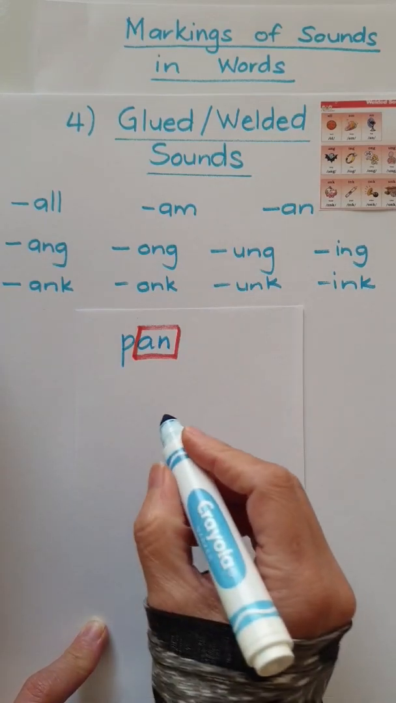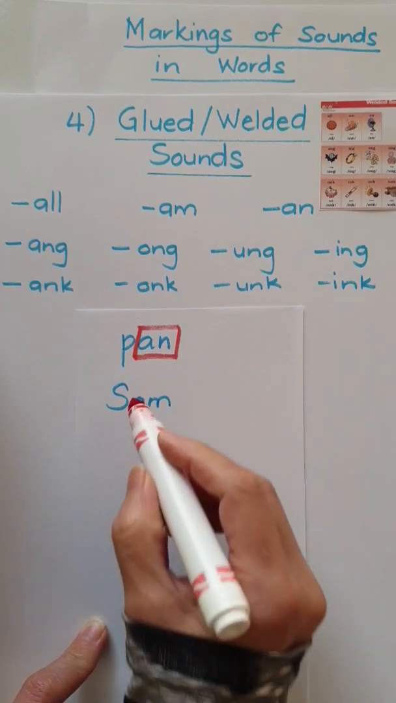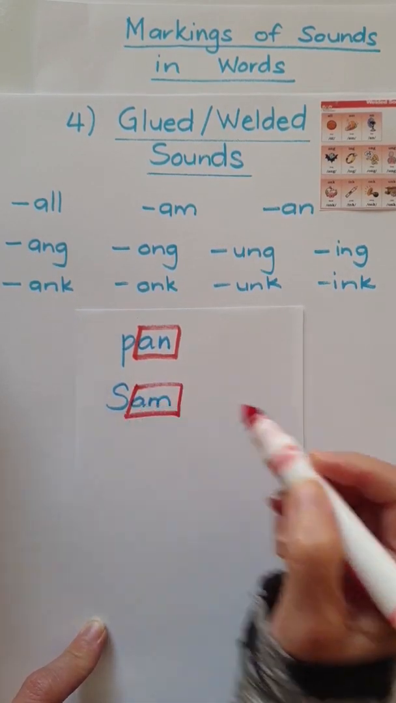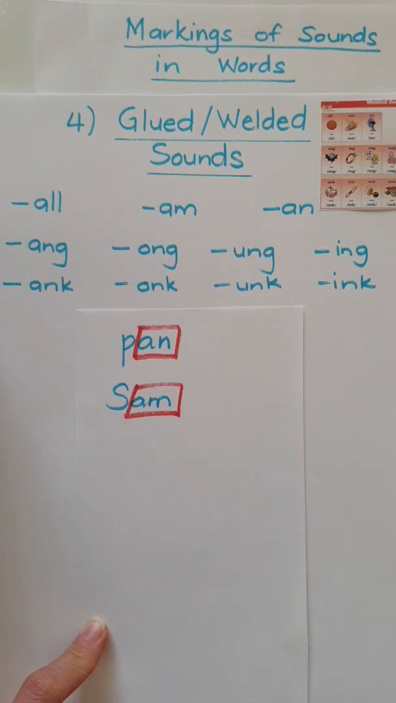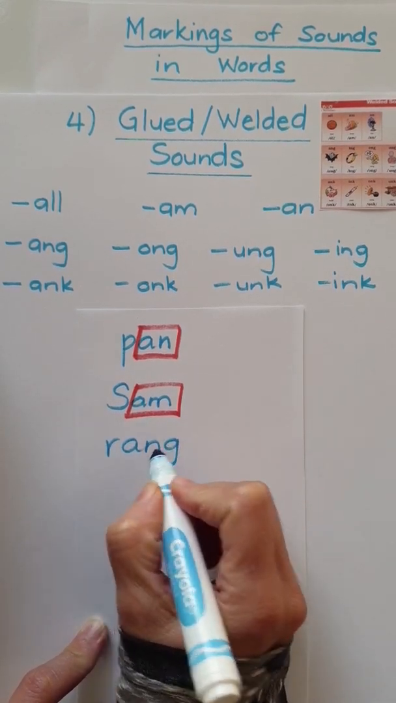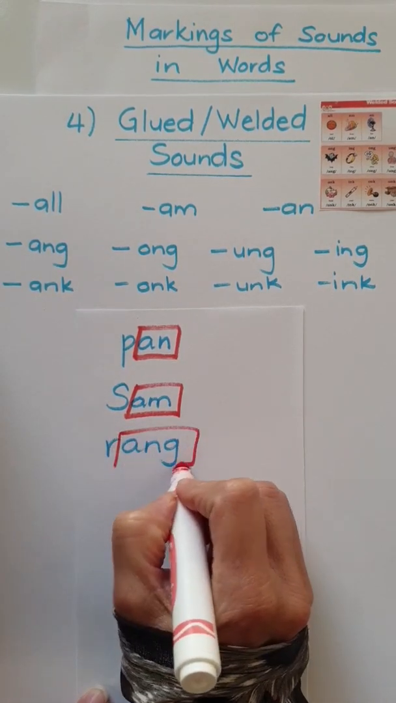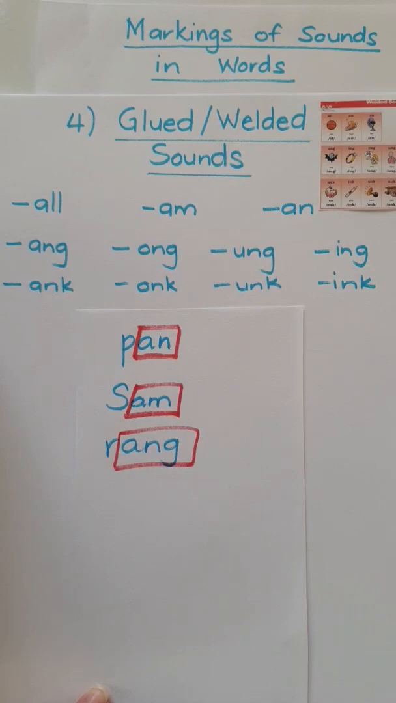Our next example is Sam. Again, we put a box around the am. Another example, let's look at rang. Now the glued or welded sound in the word rang is the ang sound, and we box the ang sound.